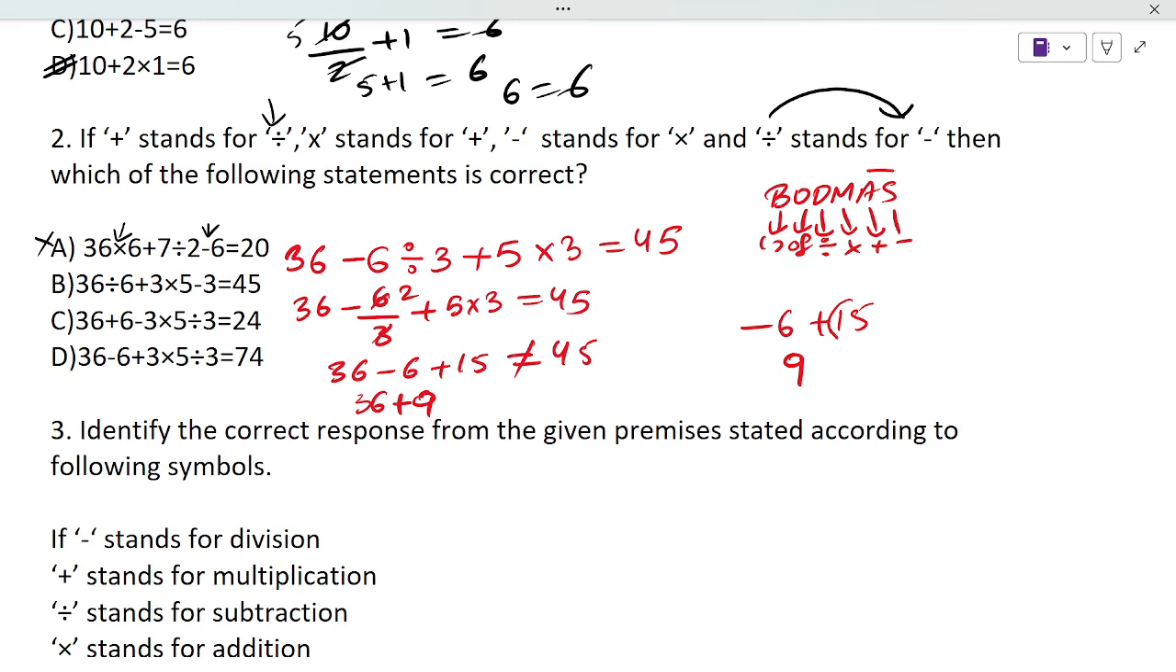However, 15 is greater than 6 and 15 carries the plus sign, so the result is positive. Then this will give us 45. So here 36 plus 9 will give us 45, which is equal to 45. So option B is the correct answer.